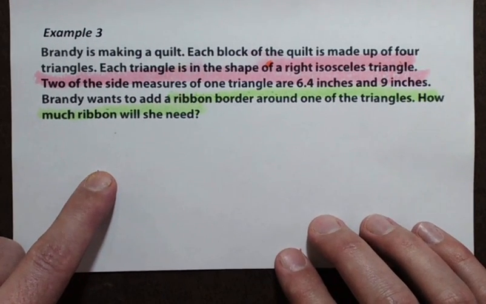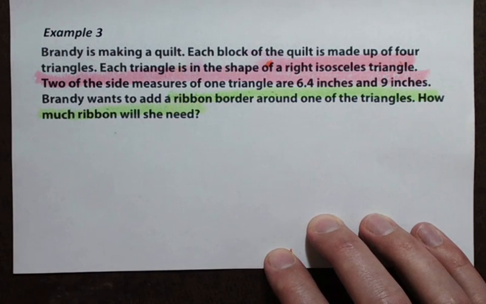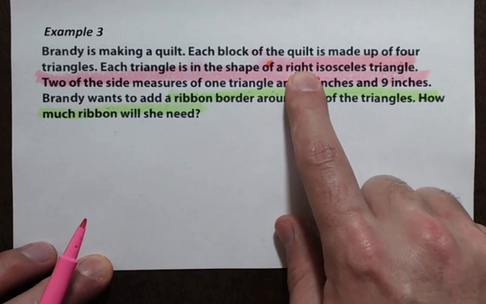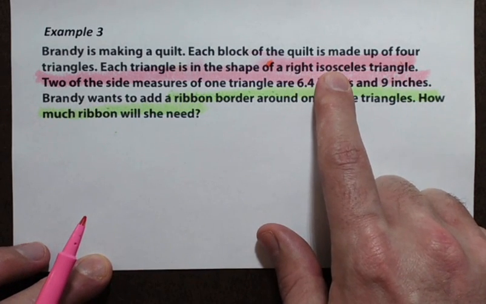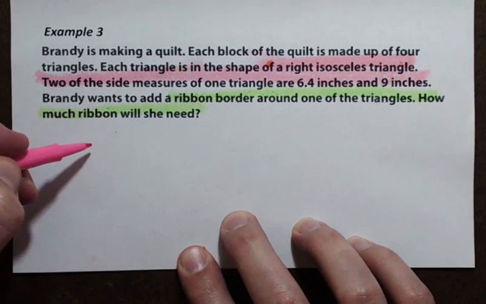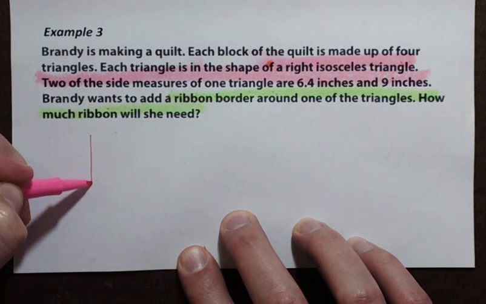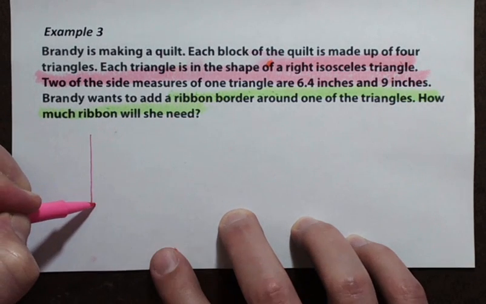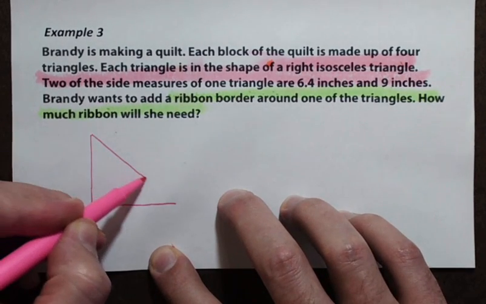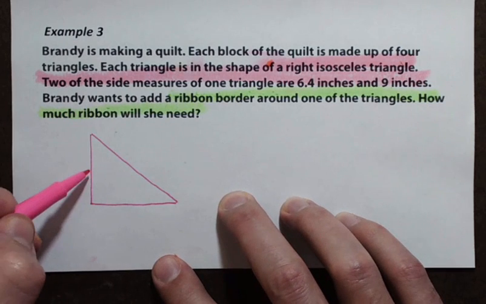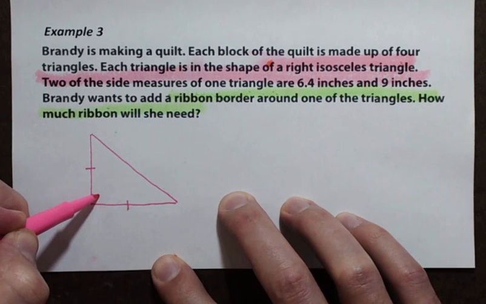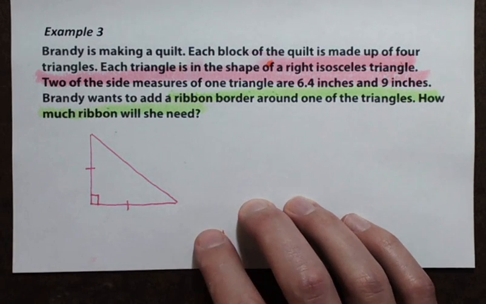Okay, so the strategy here that I would use is I would start off by making a picture. Okay, so we're told that it is a right isosceles. Isosceles meaning two sides are the same. Right meaning I have a 90-degree angle. Okay, so we're going to draw our little picture, our model. I'm going to try to make these two sides the same length. Okay, like that. I'm going to put a little mark here indicating that these two sides are the same length. And I'm going to put a mark here showing that's 90 degrees.